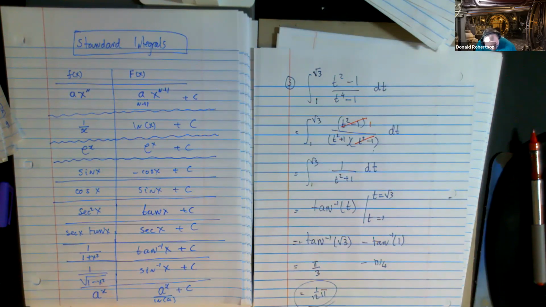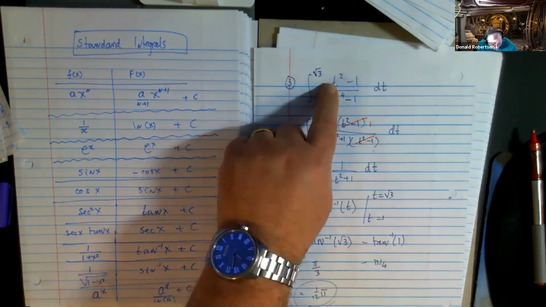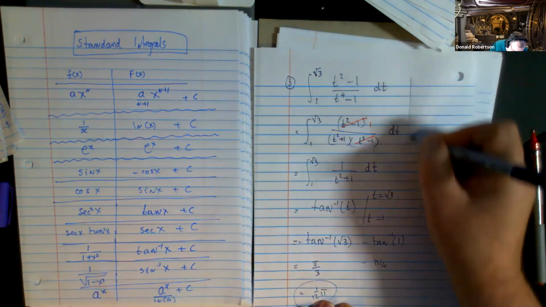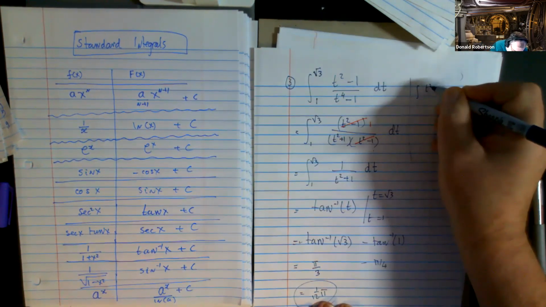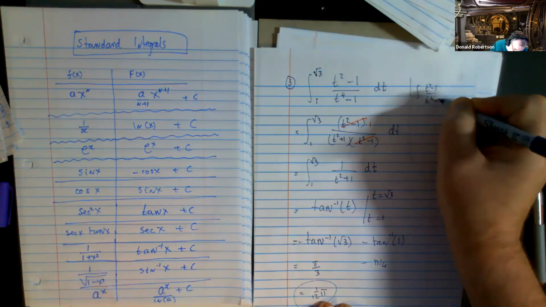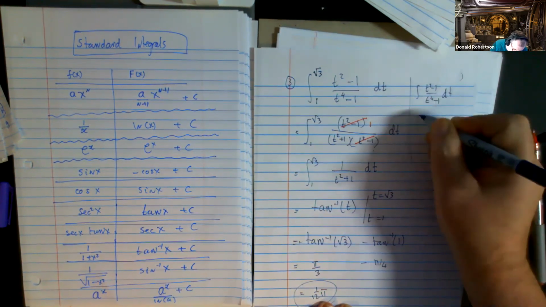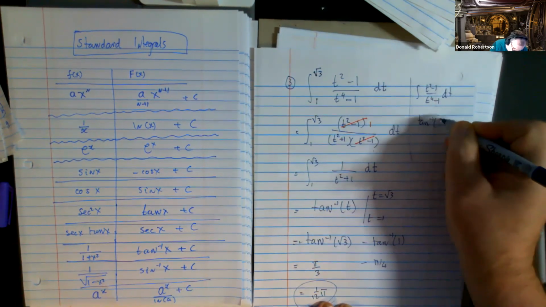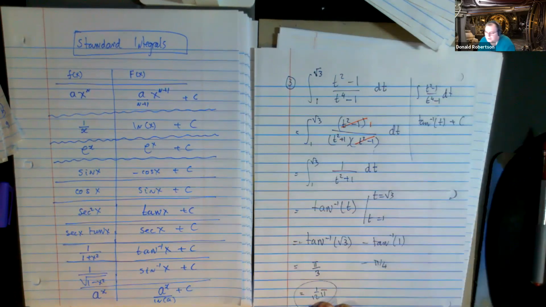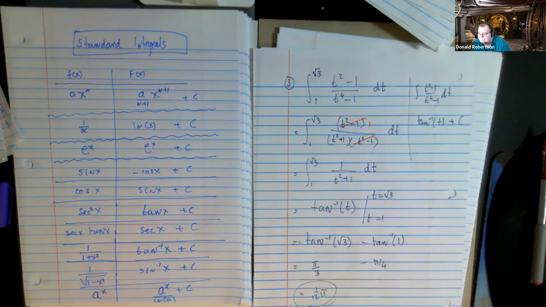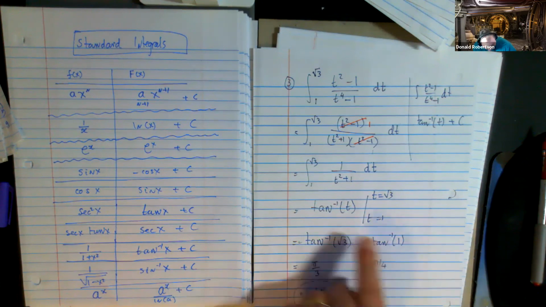And what would the answer look like if it was just an indefinite integral? The answer would just be inverse tan of t plus a c. It'd be a lot quicker to do. It'd just be that with a plus c.